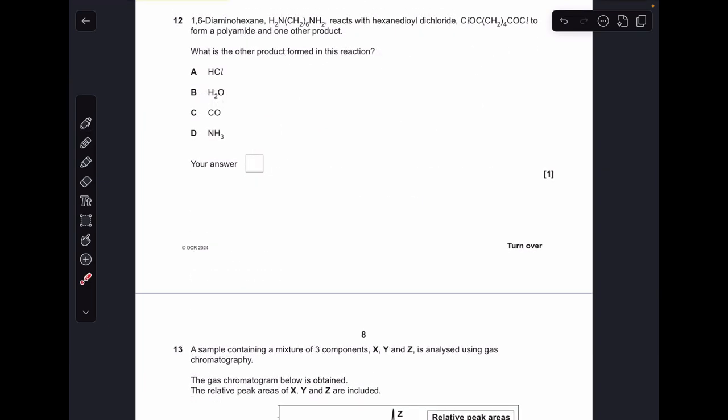Number 12, just need to remember that when acyl chlorides react, the chlorine and the hydrogen, in this case from the amine, are going to combine to form hydrogen chloride. So it's option A.